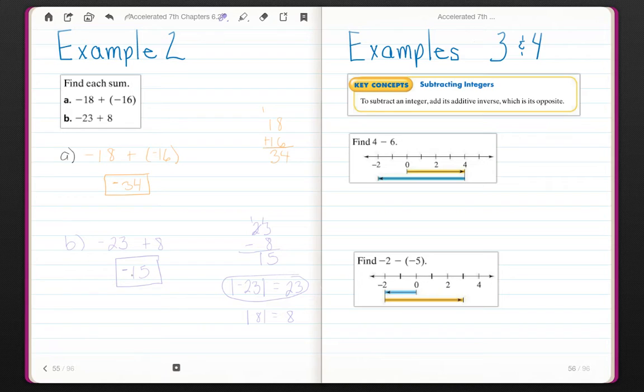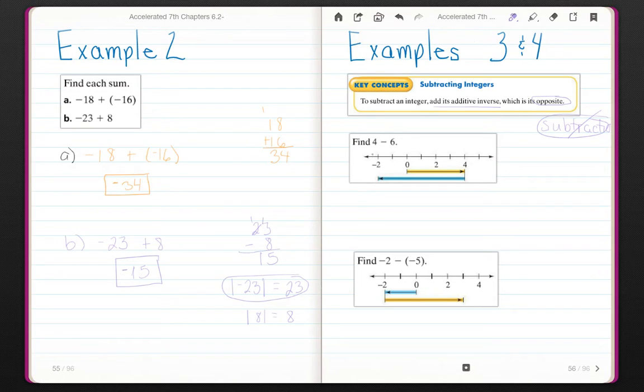So in examples 1 and 2, we have been adding. So let's talk about subtracting in examples 3 and 4. And from now on, subtraction no longer exists. We started talking about that a little bit at the end of 6th grade. Subtraction is going to run out of room. Subtraction's gone. Instead, we are going to add its additive inverse, or its opposite.